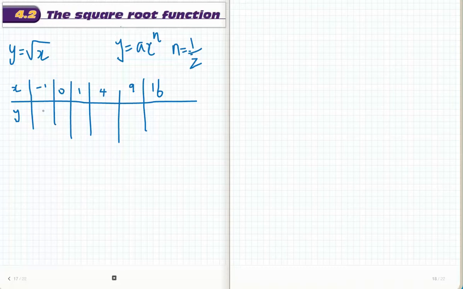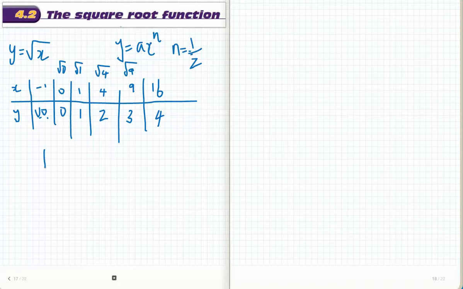What does the general pattern look like? When x is a negative number, y is undefined, it does not exist. When x equals 0, the square root of 0 is equal to 0. When x equals 1, the square root of 1 is equal to 1. We need to jump to 4. When x equals 4, the square root of 4 is 2. When x is 9, the square root of 9 is 3. Square root of 16 is 4.